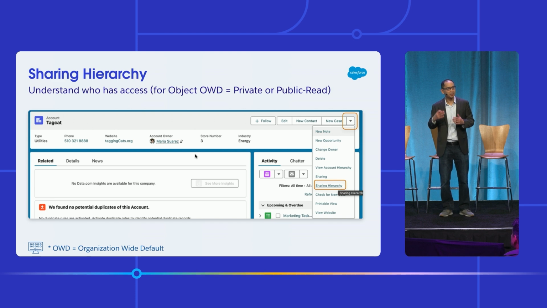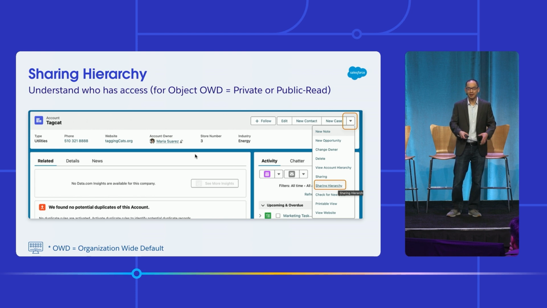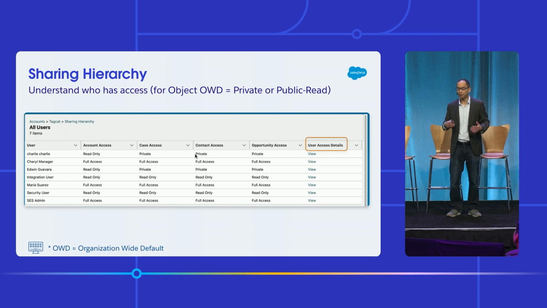If you're looking at a specific record in Lightning Experience, here you can see the access that people have for a specific record. So I'm looking at the TagCat account, and I want to understand which users have access to it. And from that sharing hierarchy action, you can see the list of users, and then you're probably wondering, well, how did that user get that access?